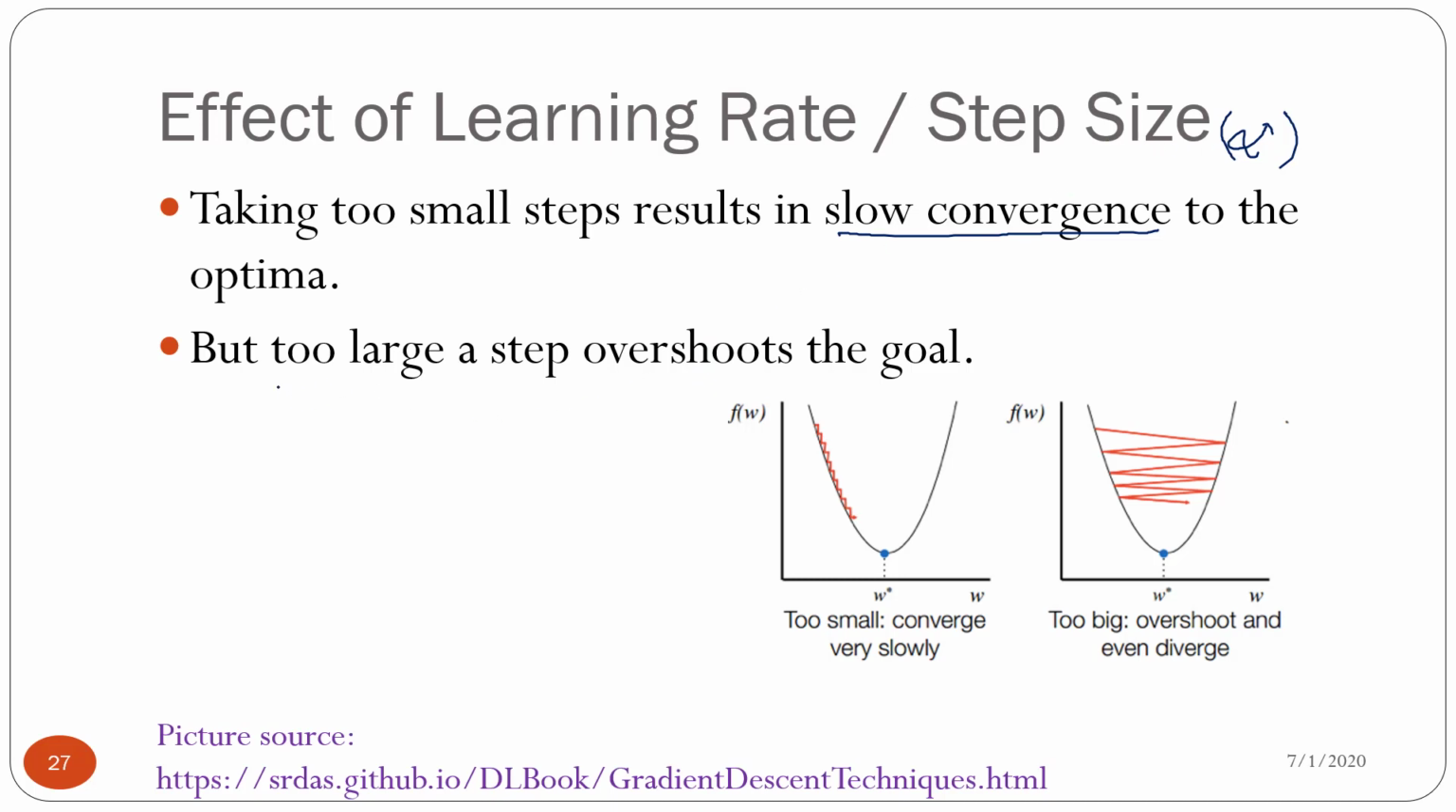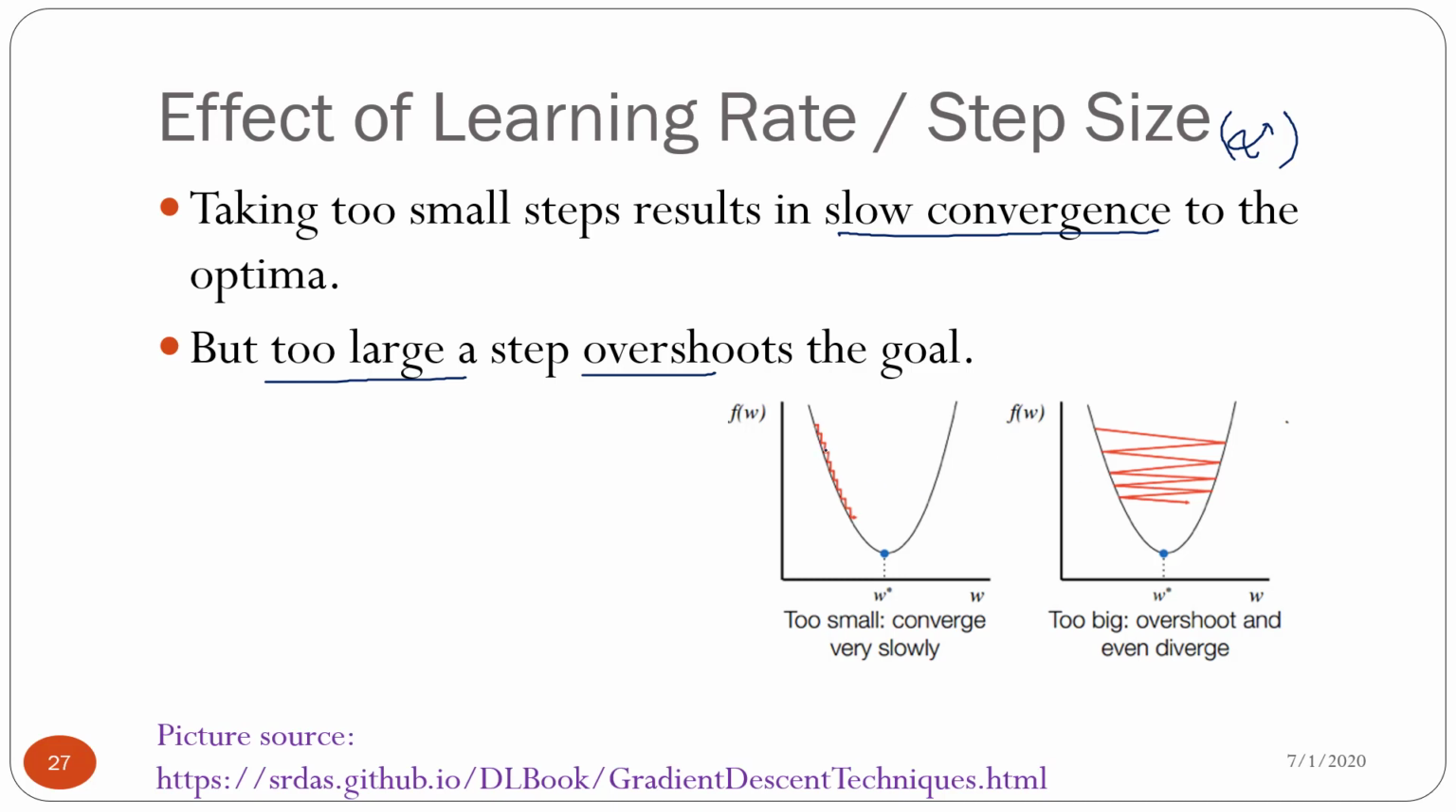But you should not go to the other extreme also. You should make it slightly bigger so that your convergence to the optima is faster. But if you make it too large, you might experience something called oscillations, right? So you might overshoot the goal. You came here and then you were jumping like this. Why so? Because of the learning rate, your steps were too big.